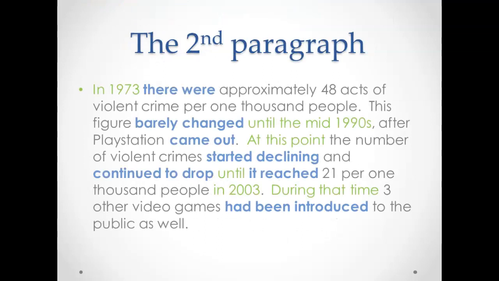Here is the second paragraph. In 1973, there were approximately 48 acts of violent crime per 1,000 people. This figure barely changed until the mid-1990s after PlayStation came out. At this point, the number of violent crimes started declining and continued to drop until it reached 21 per 1,000 people in 2003. During that time, 3 other video games had been introduced to the public as well.